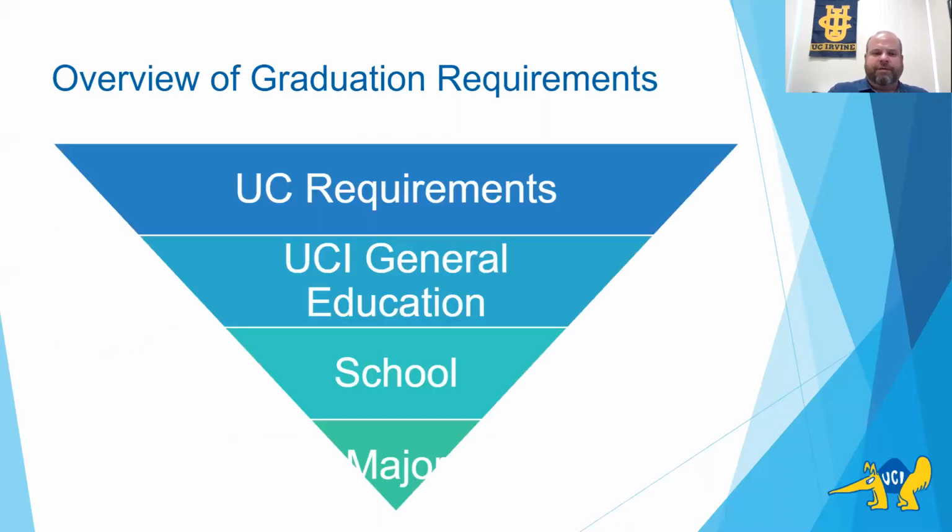All right, so the next few slides, we're going to be talking about four specific areas. The first area is called UC requirements. UC requirements are requirements that every single UC campus student has to complete as an undergraduate. So what we're giving you in that area is regardless of campus. Then we'll go into UCI general education requirements that are required for all students. And then School of Social Science requirements that are required for all majors within the School of Social Sciences. And then lastly, we'll go through some major requirements as well, so you know what you're taking within your degree program.